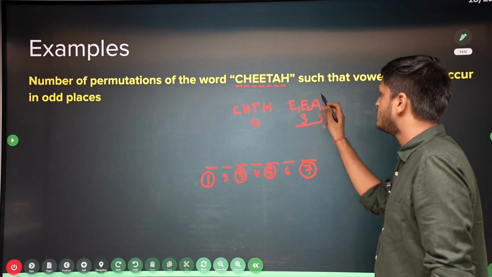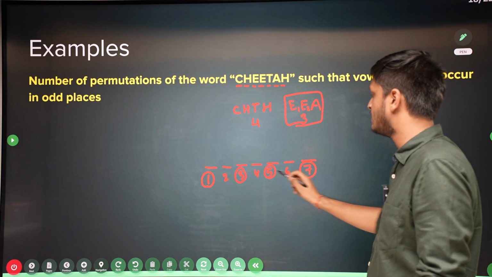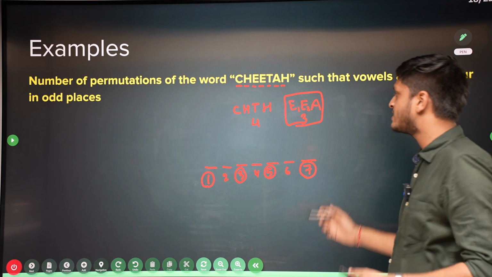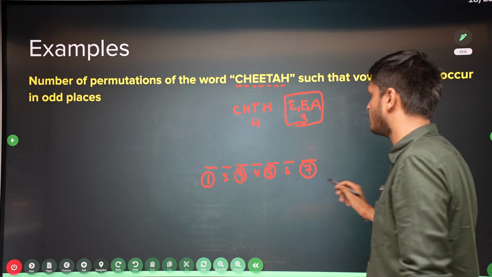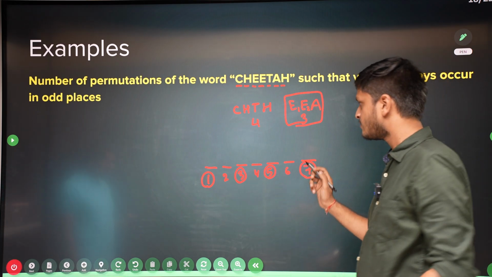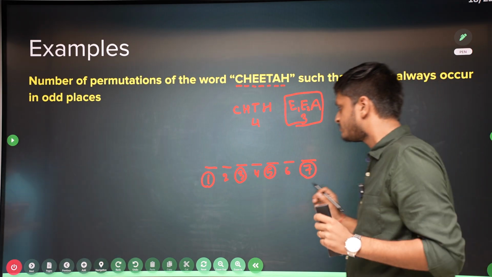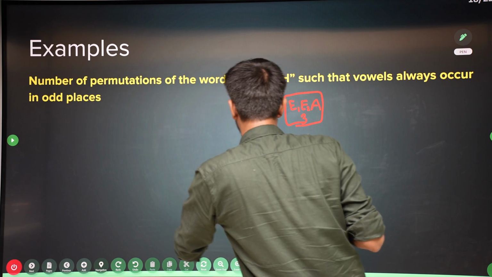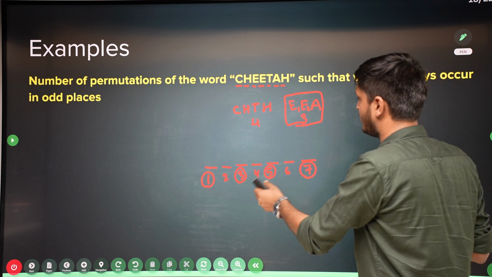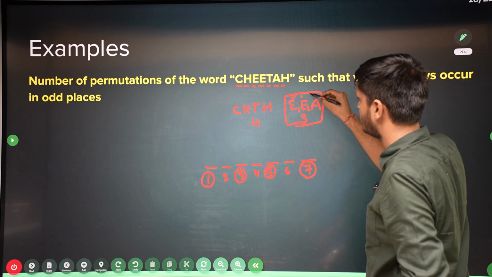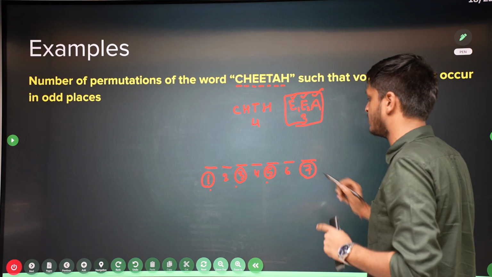So consider them different. Now these 3 vowels, E1, E2 and A, have to come in the odd places 1, 3, 5 and 7. So basically what is the problem? You have to arrange these 3 letters in these 4 places, and the remaining 4 letters can go anywhere, right? So think about it. It's like allocating. For these 3 letters, E1, E2 and A, you have to allot a number between 1, 3, 5 and 7.